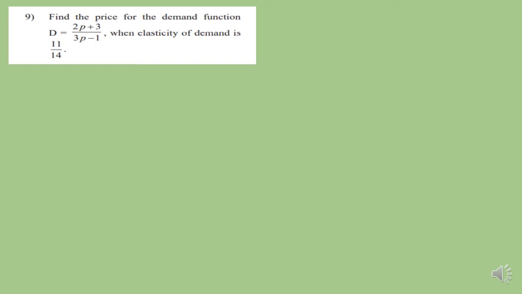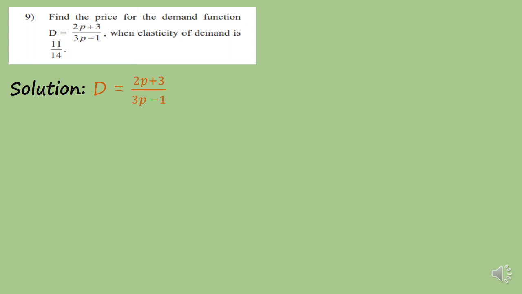In the next sum, the question is find the price for the demand function d is equal to 2p plus 3 upon 3p minus 1 when elasticity of demand is 11 upon 14. So here elasticity is given, we want to find the price. Remember, this sum has come before in the board exam. It has come for at least 4 marks.